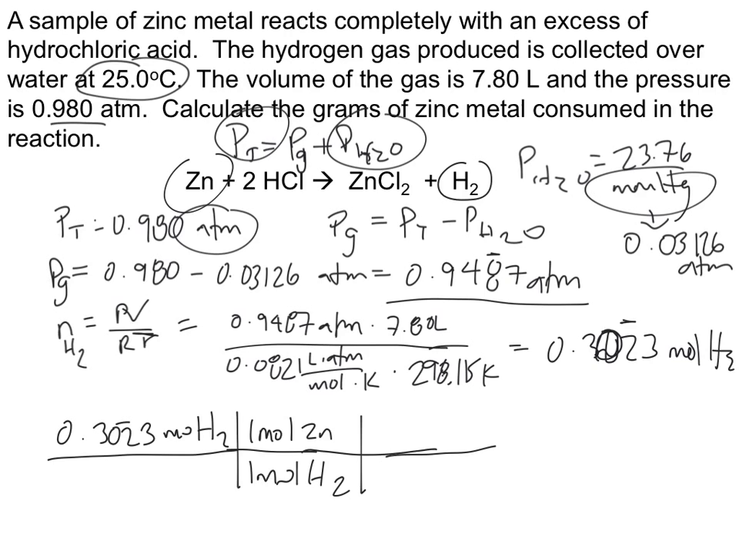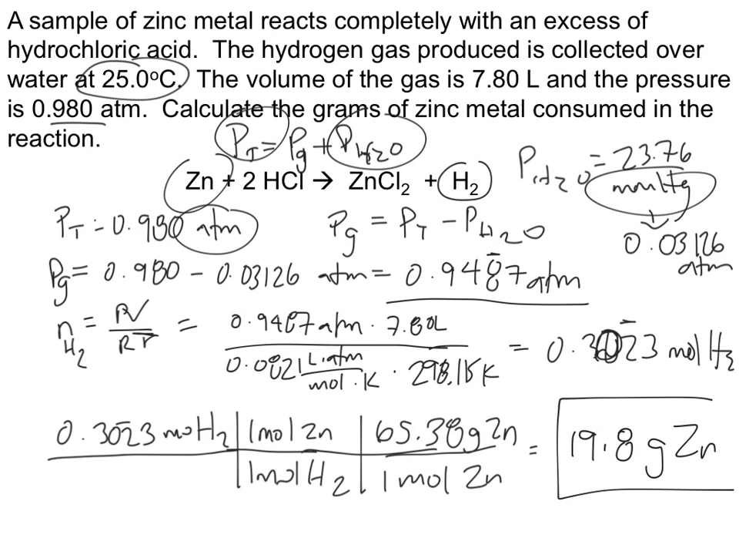Now, they don't want moles of zinc, they want grams of zinc, so we're going to use the molar mass of zinc in order to calculate our values. If we plug all this into our calculator, we're going to end up with 19.8 grams of zinc.